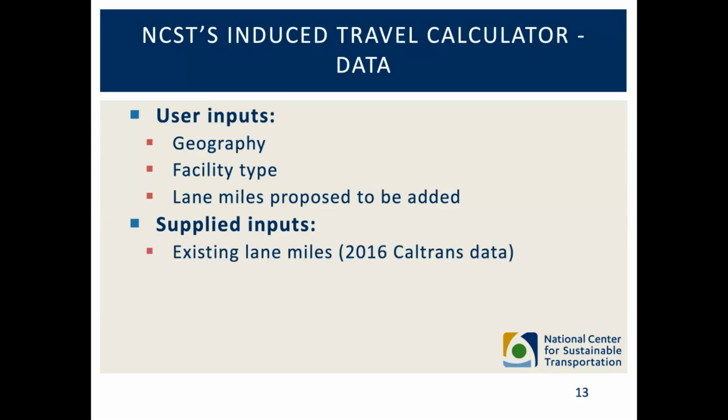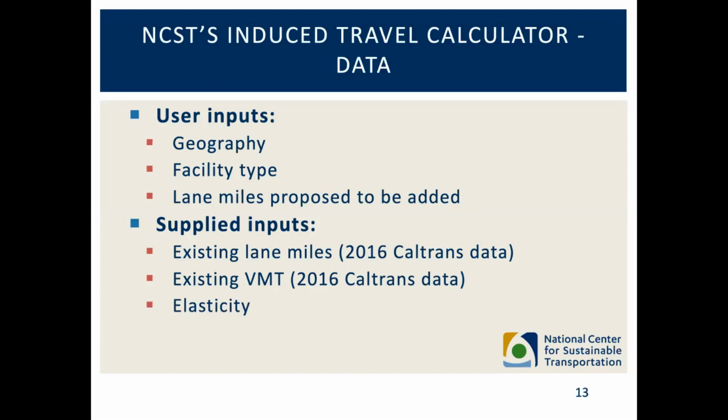So the existing lane miles, as well as the existing VMT, are both from 2016 data from the Caltrans performance measurement system. And the spreadsheet that has this data can be downloaded from the calculator webpage. And as we receive more recent data, we will update the data and the calculator from time to time.